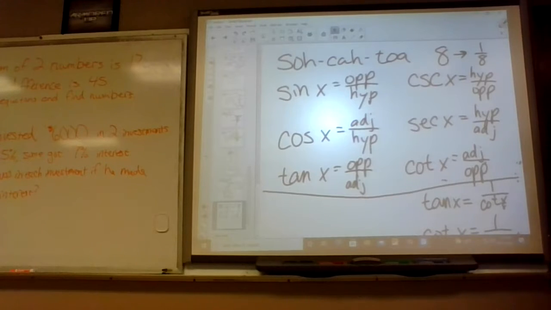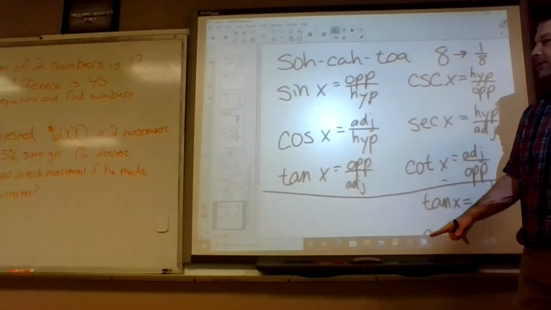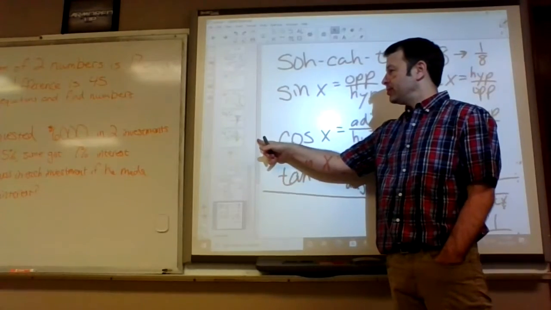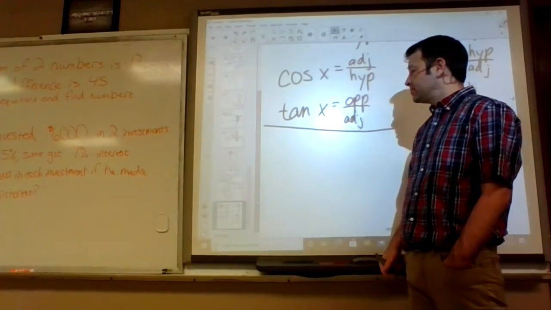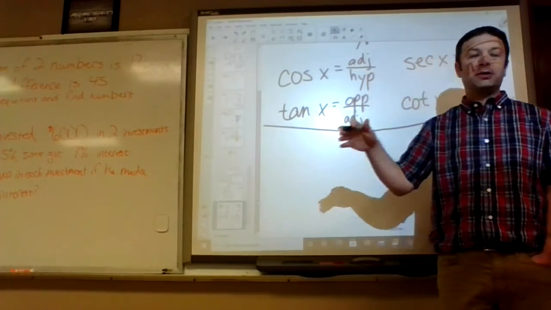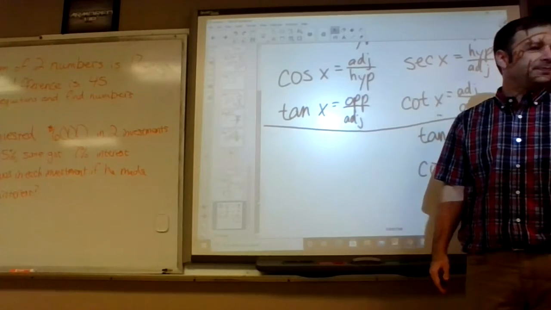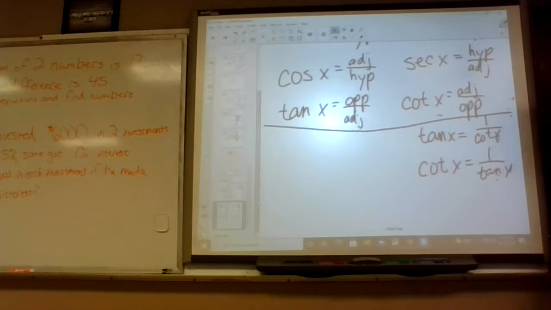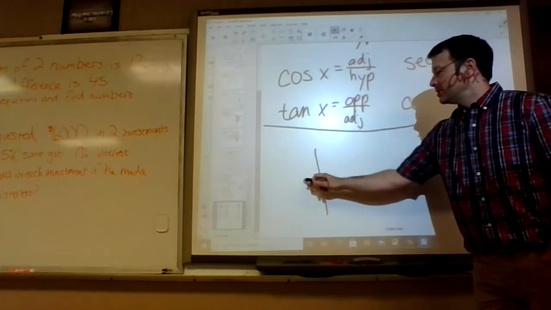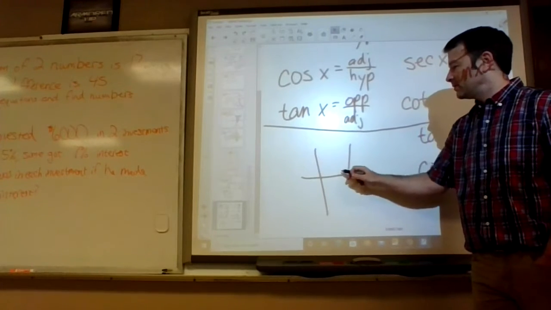Okay. So, do you guys remember what quadrant sine is positive in? The top two, because it's based on the y. Remember what quadrant cosine is positive in? The right two, because it's based on the x value. Tangent, because it's opposite over adjacent.